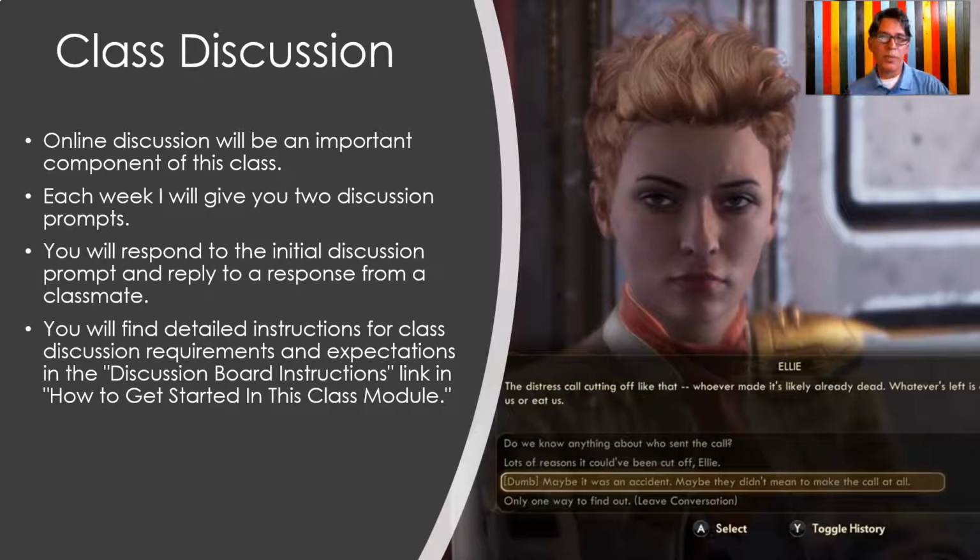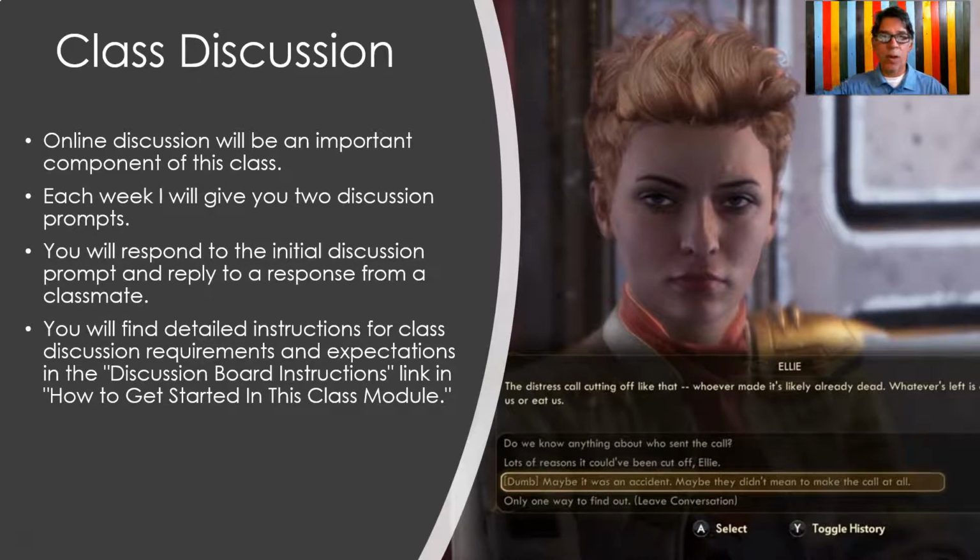There are 2 components to answering the discussion prompt. One is you will make an initial response to the prompt. That'll get you half credit on the discussion for that particular one. Then you will respond to a classmate. If you haven't responded yet, you won't see anybody else's responses. You don't see responses until you answer the prompt.